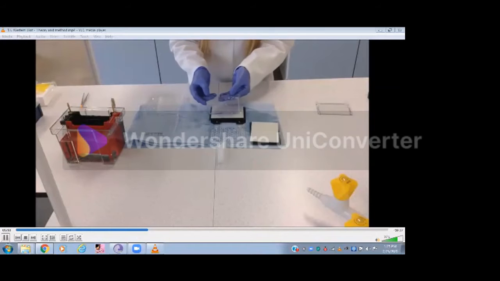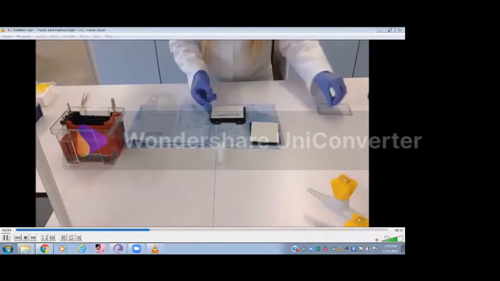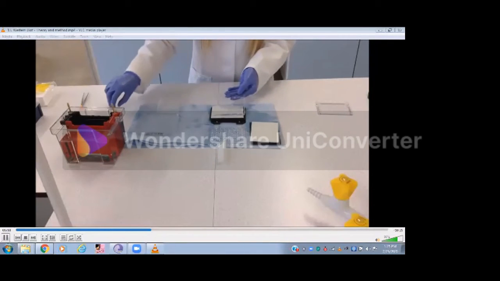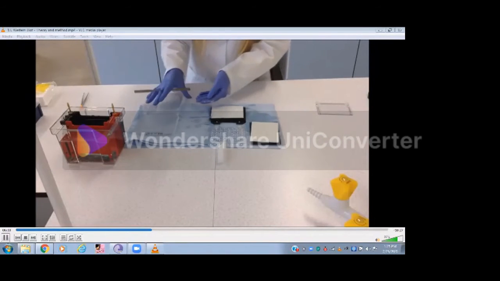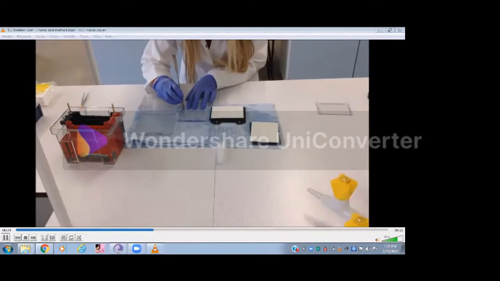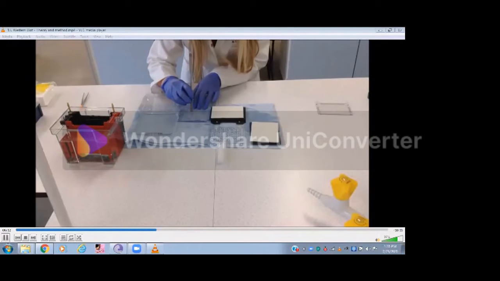So after removing the first piece of plastic, you will notice that the polyacrylamide is actually stuck to the other piece of plastic. And what we essentially want to do on the next step is to transfer the polyacrylamide onto the blotting paper. However, before we do so, we must remove any excess polyacrylamide. This can even include removing the wells that are located at the top of the polyacrylamide, as again, any lumps and bumps could interfere with the blotting process.